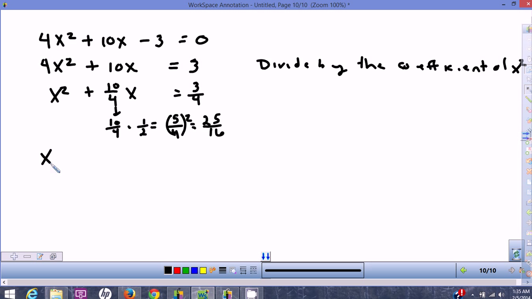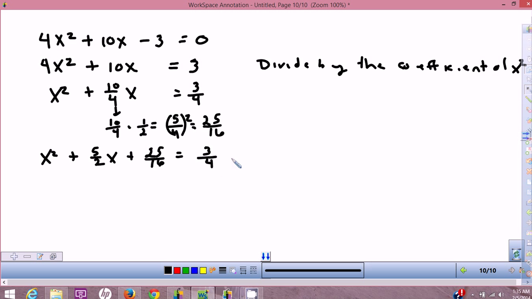So x squared plus 5 over 2x, I went ahead and reduced that 10 over 4, plus 25 over 16. I added 25 over 16 to the left-hand side. Equals 3 over 4 plus 25 over 16.